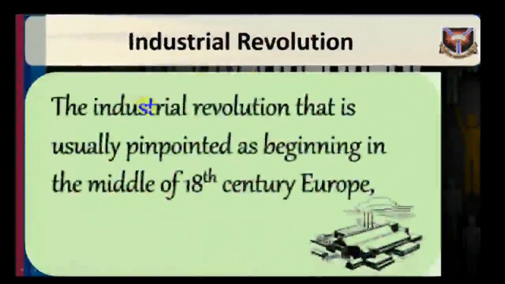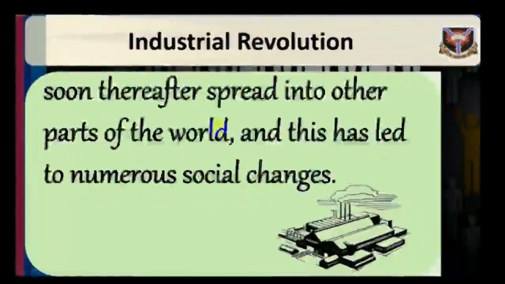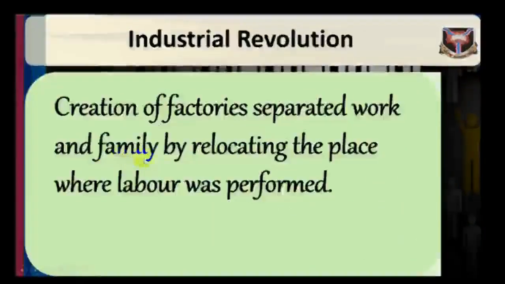Industrial Revolution. The Industrial Revolution, usually pinpointed as beginning in the middle of 18th century Europe, soon thereafter spread into other parts of the world, and this has led to numerous social changes. The creation of factories separated work and family by relocating the place where labor was performed.